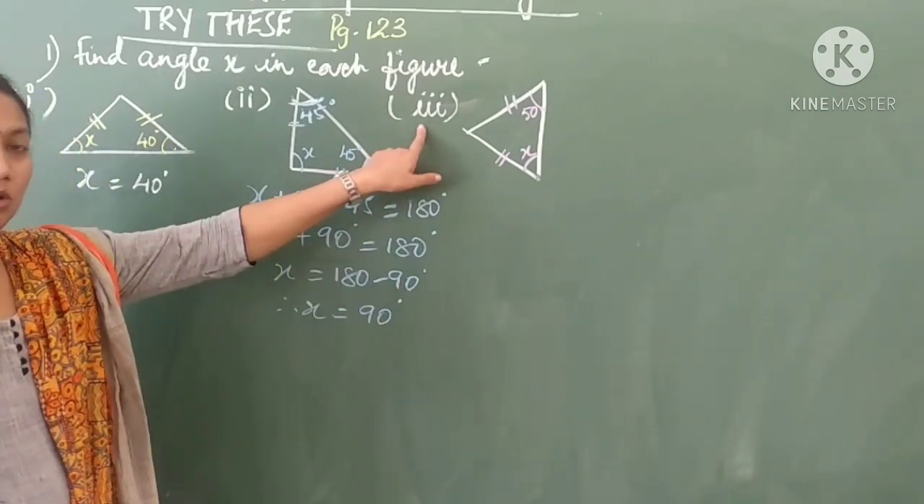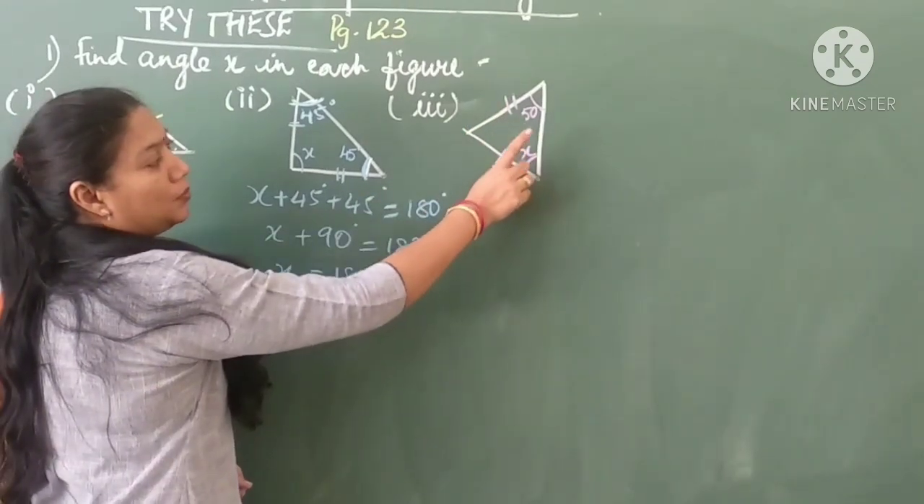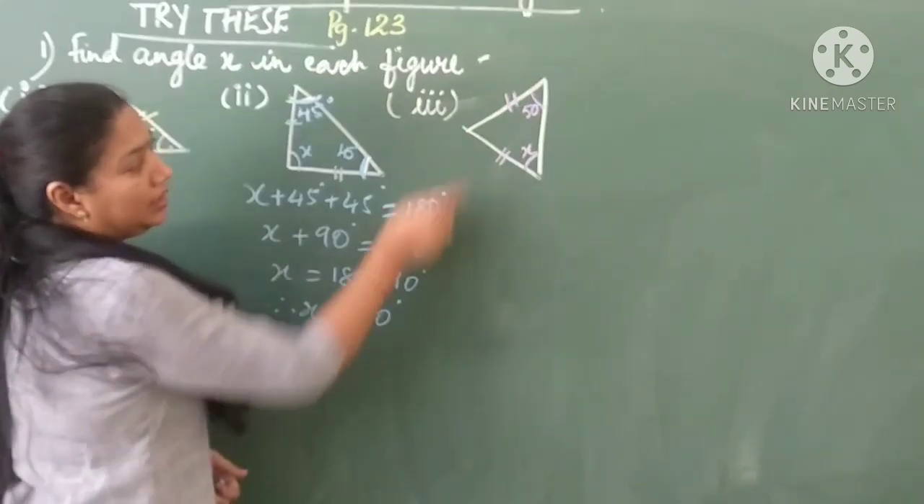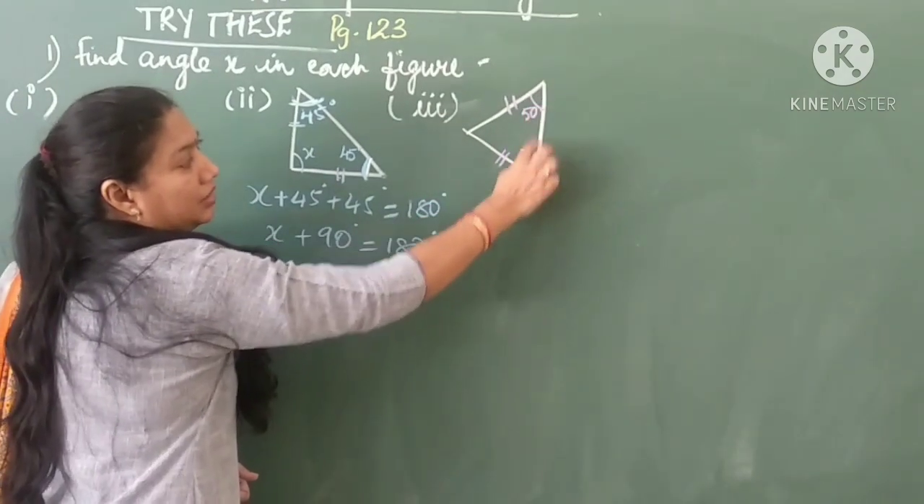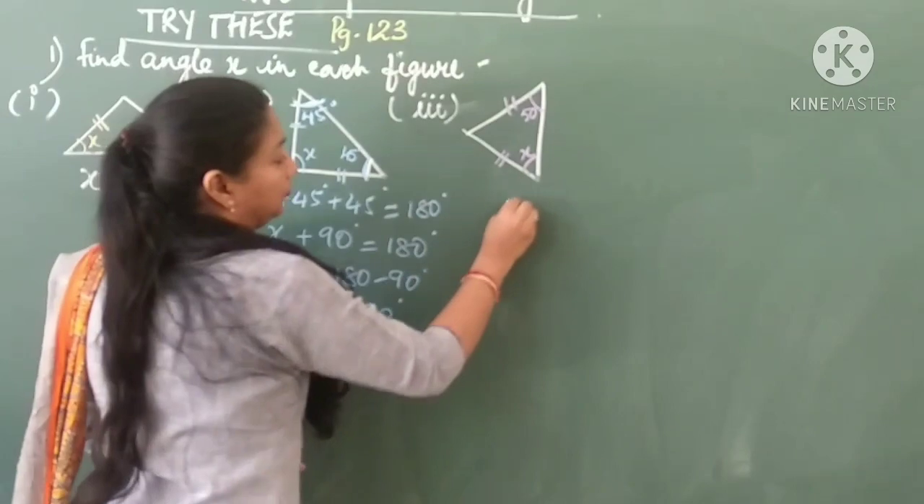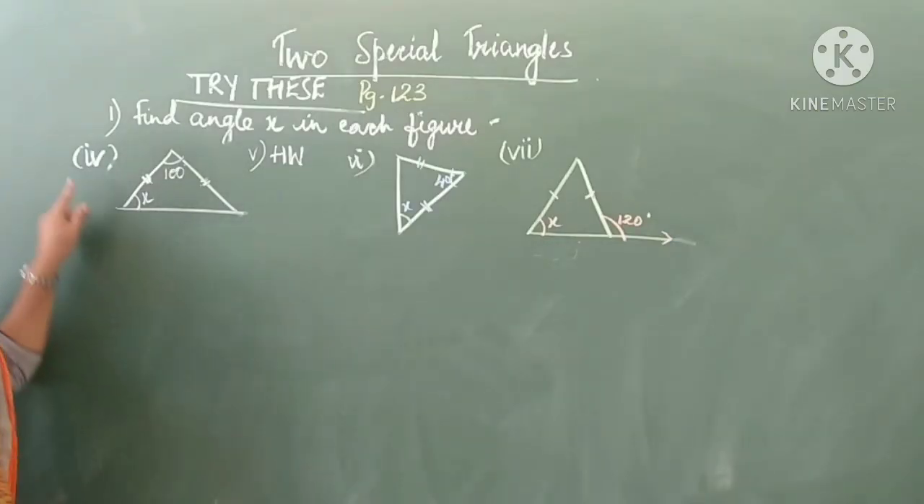Moving on to the third question. These two sides are equal. Therefore, the angle opposite to this side is this and the angle opposite to this side is this. It is directly given that x is equal to 50 degrees. Now moving on to the next question, number 4.